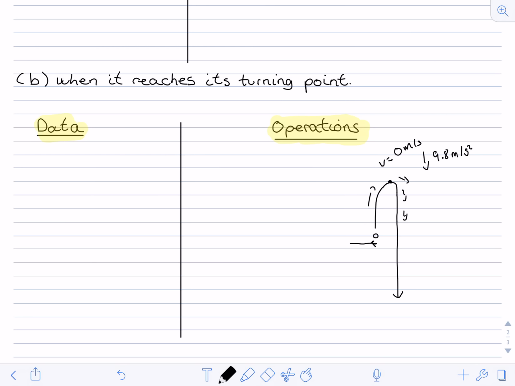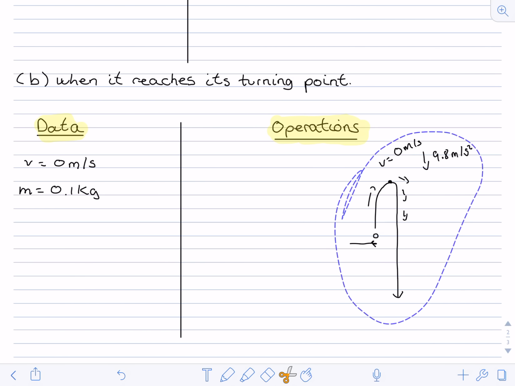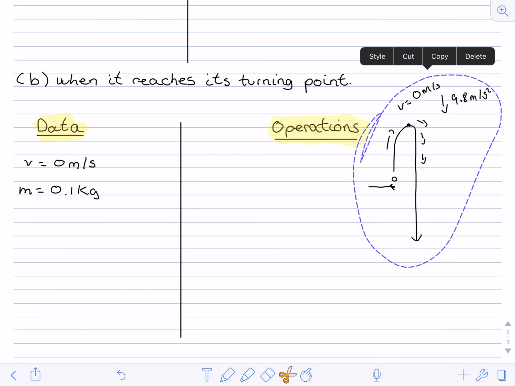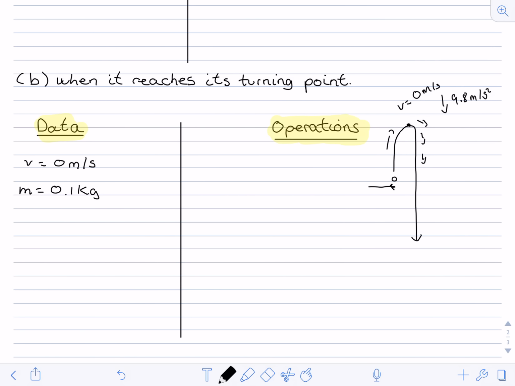So the velocity is going to be equal to 0 meters per second, okay? The mass, as we said before, was 0.1 kilograms, okay? I'll leave this here so we can see it later, okay? And that's what we need.